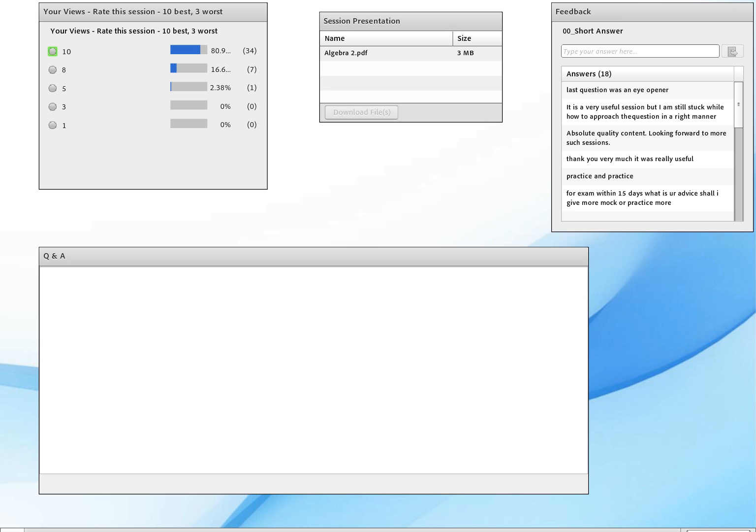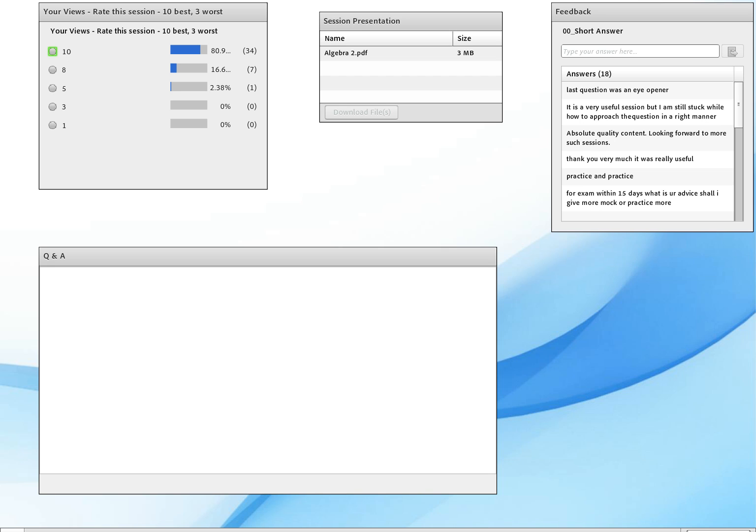So I have a question here. I have the exam within 15 days. What is your advice? Shall I give more mocks or practice more? Neither. Figure out where you're at. You can take a mock test. Again, take a Sigma X mock test. That's the only mock test that gives you your starting abilities, your subsectional abilities, without which you are drawing a blank in terms of what you need to prepare. So take a Sigma X mock, figure out where you're at, and then decide appropriately.